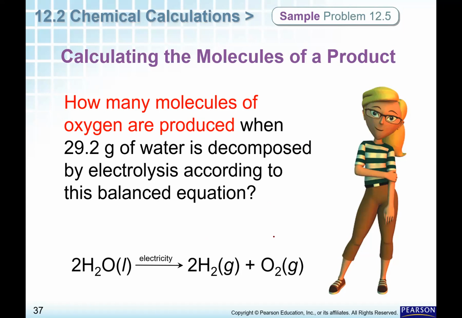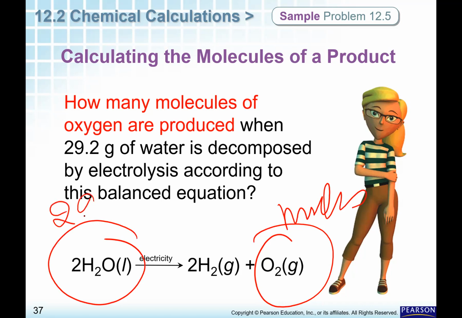The question, Yaban, is how many molecules of oxygen are produced if we give you 29.2 grams of water. First of all, I want you to tell me just the math, what we need to do, or what kind of stoichiometric calculation this is. We're starting with a mass. So we need to take that mass of water and convert it into what, Yaban? The 29.2 grams of water need to be converted into moles of water.